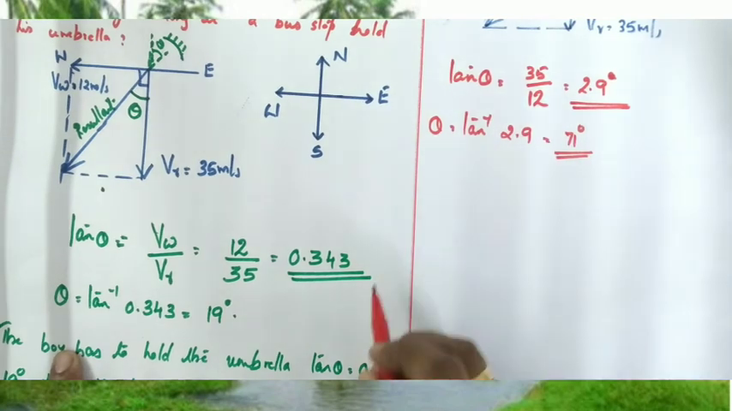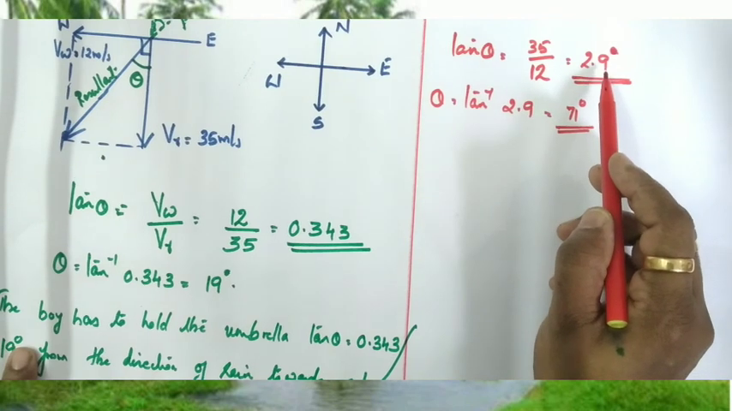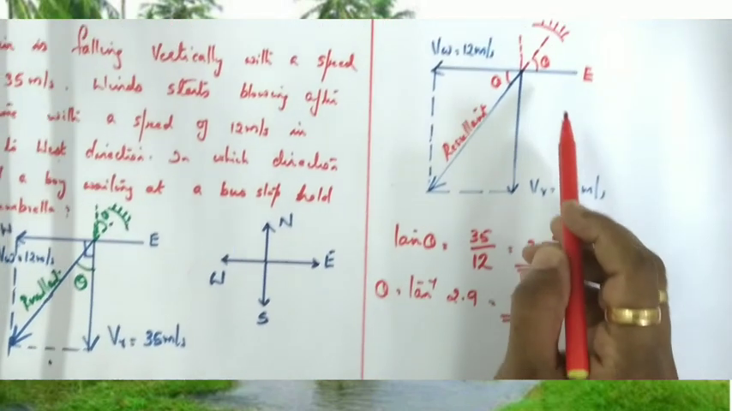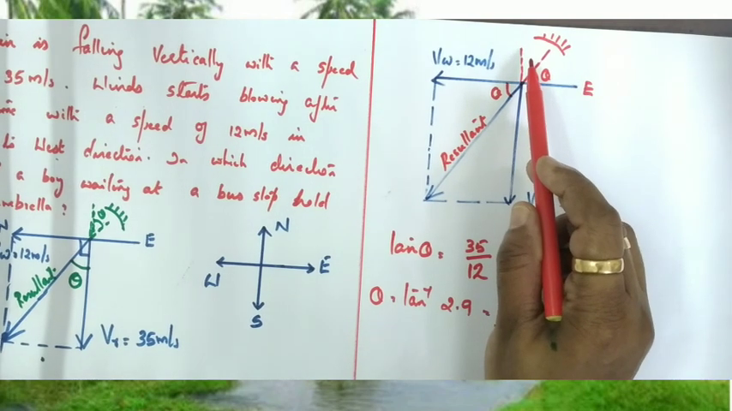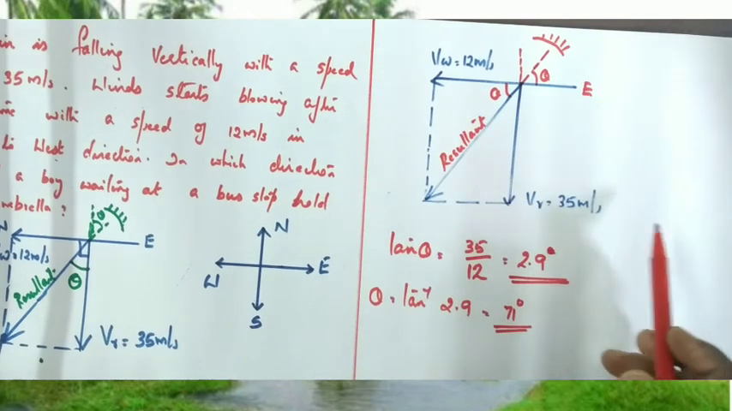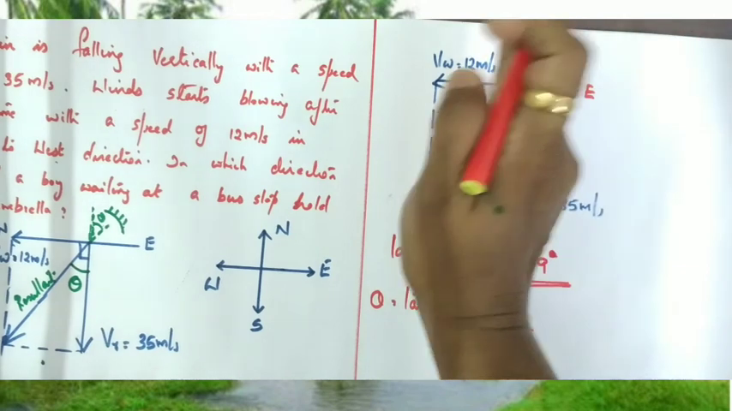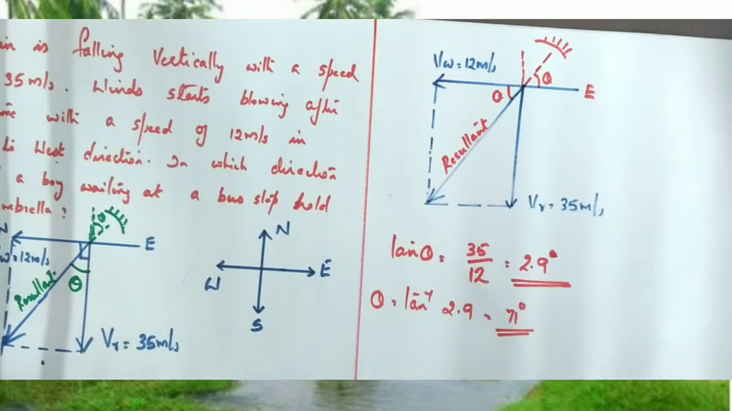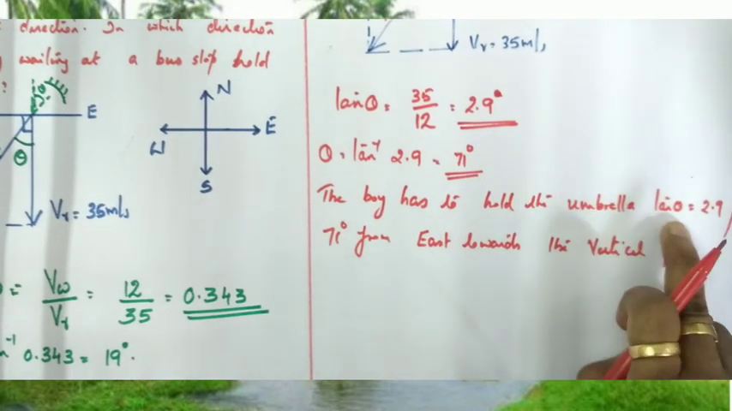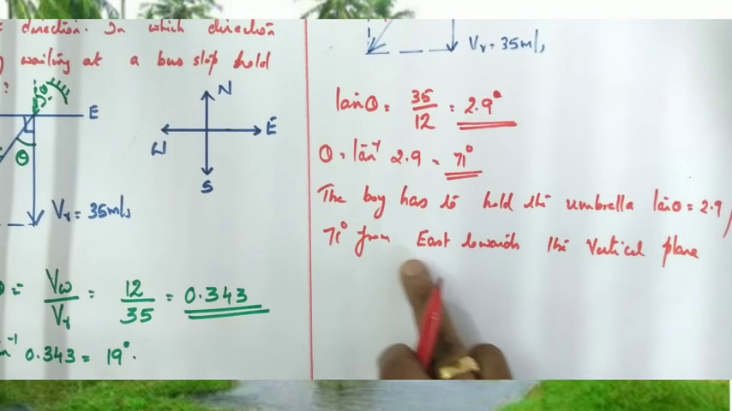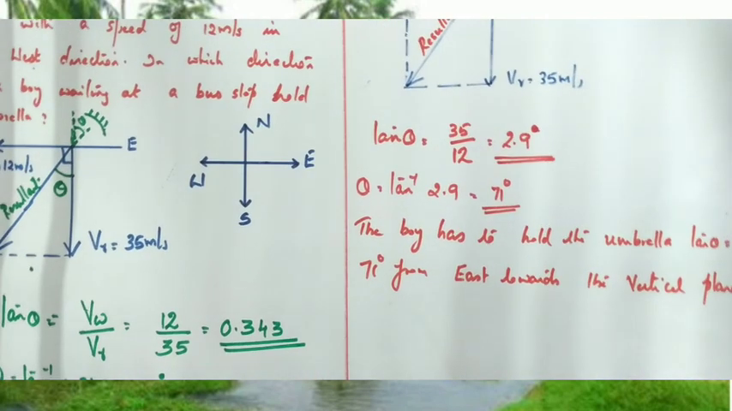So now the answer can be written as: the boy has to hold the umbrella, tan theta equal to 2.9 or 71 degree from which one to which one? From east towards the vertical direction. That will be the only change. The person has to hold the umbrella, tan theta is equal to 2.9 or 71 degree from east towards the vertical direction. So this is the answer. The boy has to hold the umbrella, tan theta equal to 2.9 or 71 degree from east towards the vertical plane. So the same question can be done in two methods.